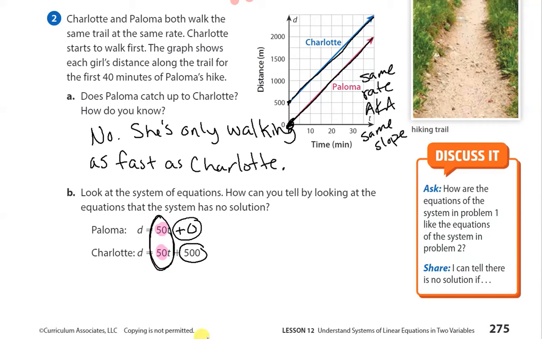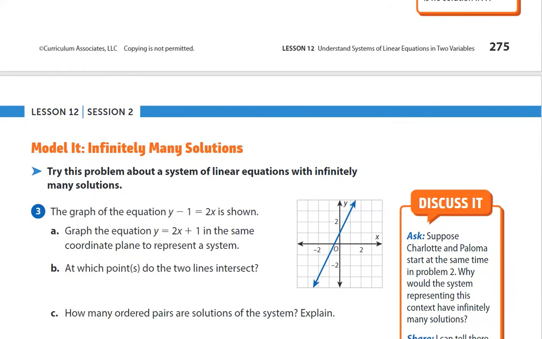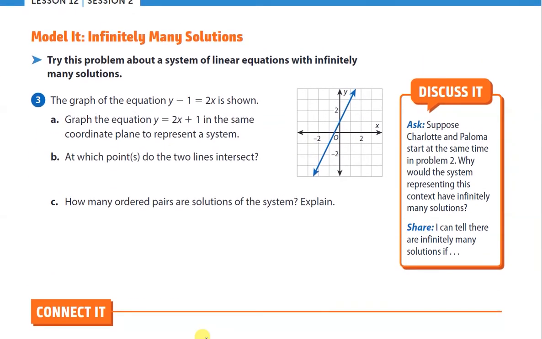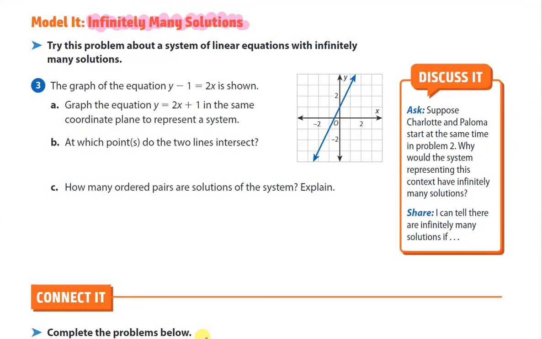So how can we tell? Slope is the same. The slope is the same in both of those equations. So they're going to be parallel. They go at the same rate. Now check this one out. Different solution, or different thing. And you might have noticed, infinitely many solutions. Pro tip, it's already given you kind of the answer in the title.